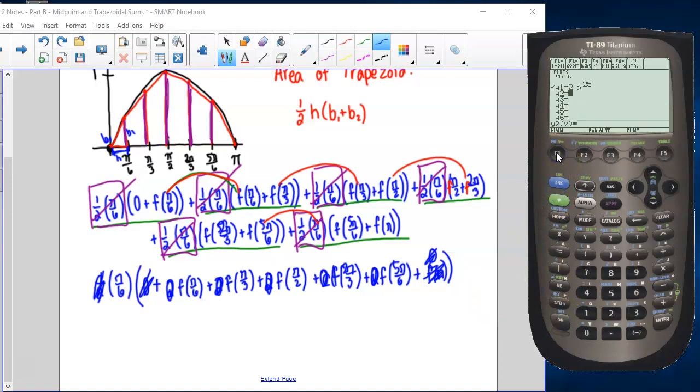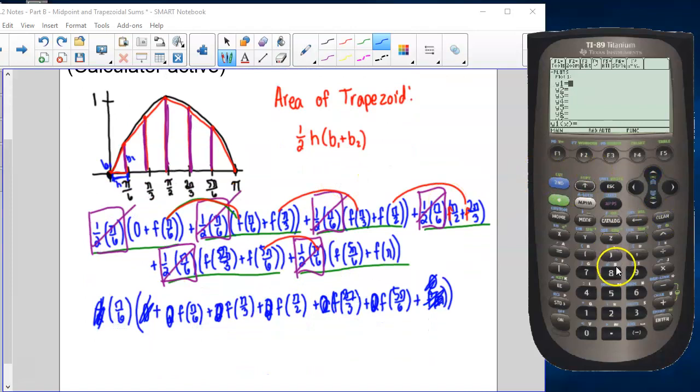I want to go to y equals, and I'm going to put in our function, which is just sine of x. If you wanted, you could just do sine of all of these numbers yourself without putting it in y1. It's really up to you. If you have a more complicated function, I would suggest putting it in y1. If it's something simple like x squared, you could do it like I did on the last problem. Sine x is not that bad.